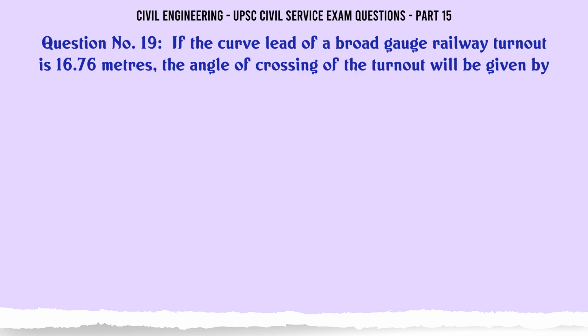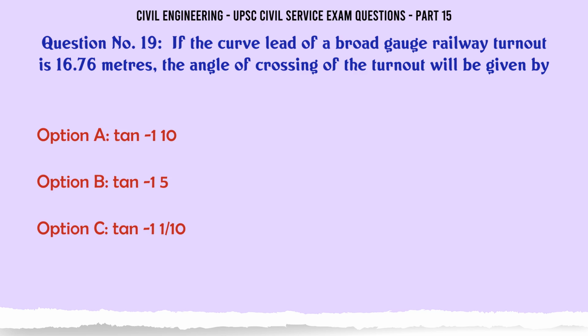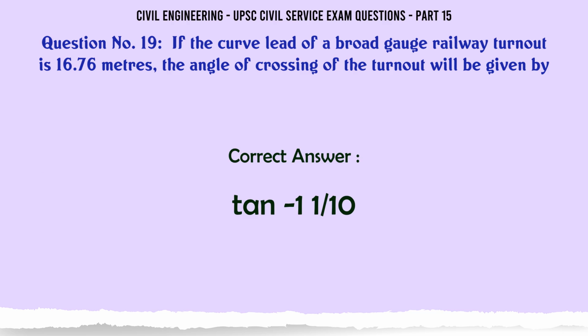If the curved lead of a broad gauge railway turnout is 16.76 meters, the angle of crossing of the turnout will be given by: A. tan 110, B. tan 15, C. tan 1st January 2010, D. tan 115. The correct answer is tan 1st January 2010.